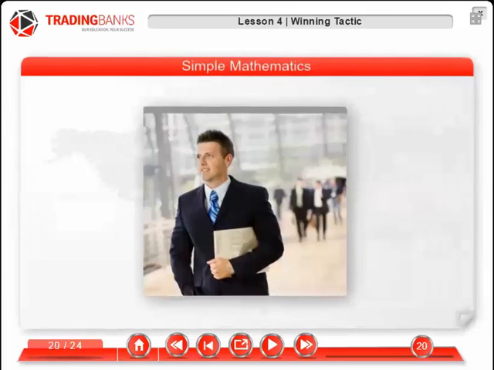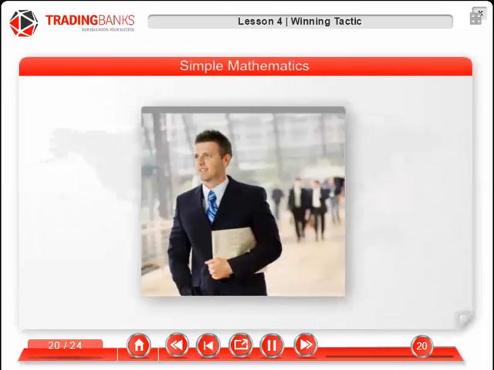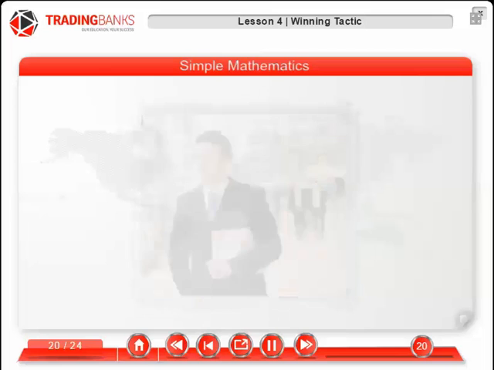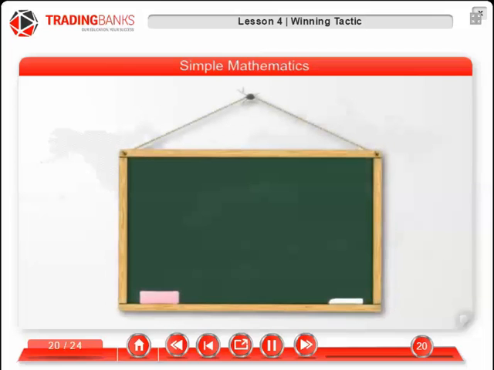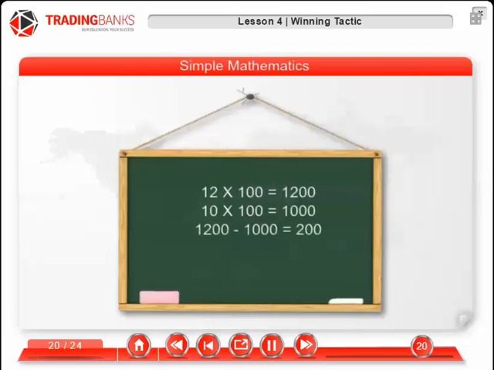Simple mathematics. Let's see what happens if I succeed in one transaction, which is one more success in my favor. Let's do some simple math. We spoke about 12 profitable transactions against 10 losing ones, right? 12 profitable transactions multiplied by 100 pips gives 1,200 pips in a month. 10 losing transactions multiplied by 100 pips gives 1,000 pips in a month. How much is 1,200 minus 1,000?